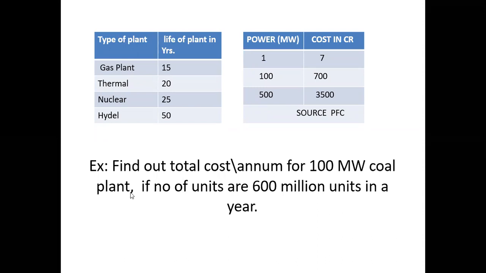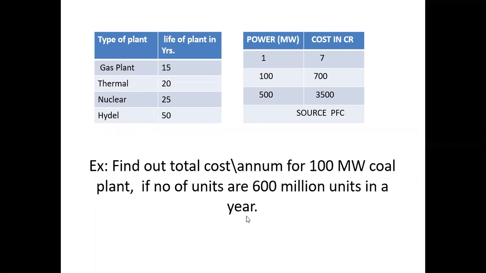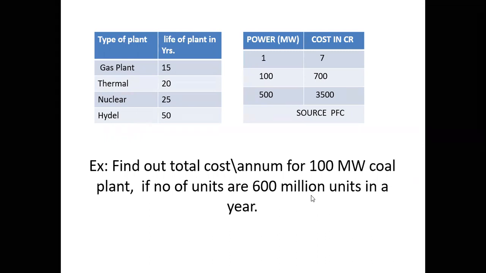But how can you calculate the running cost? Already I presented a note in the previous slide, that it is 3 to 4 times your fixed cost. So once you calculate the total cost, just divide it by 600 million units. Then you will get the total cost per annum for generating with the 100 megawatt capacity, for generating the 600 million units in a year. So this is the topic for today's class.